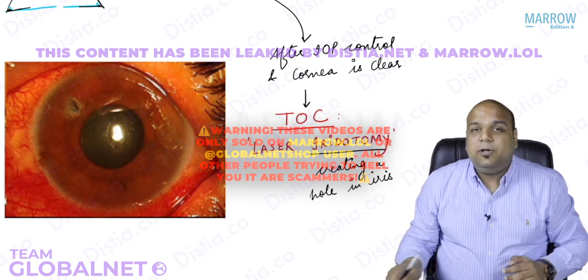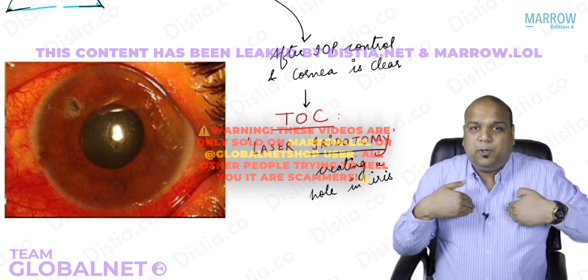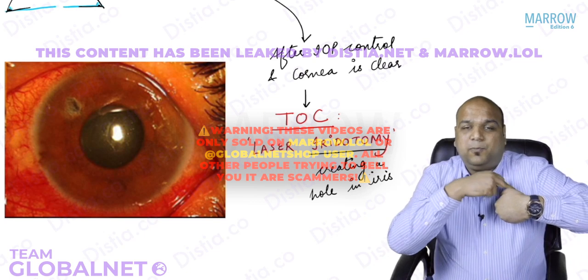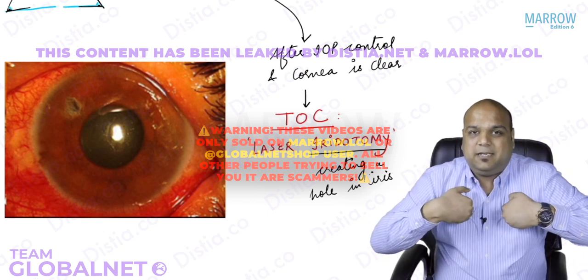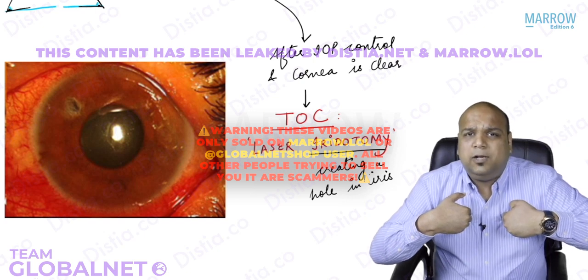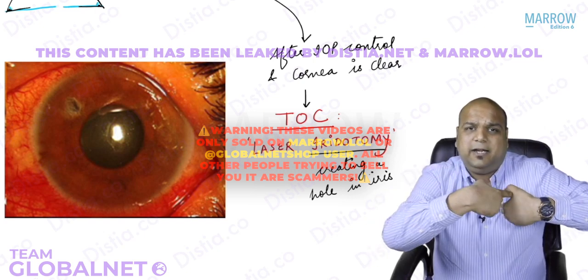Why are we creating this hole in the iris, everybody? We know that the pupil was blocked. Then due to the pupillary blockage, the aqueous was not able to flow from the posterior chamber to the anterior chamber. We know that the pupil is a hole, everybody. We are saying the natural hole is blocked. So let's do a laser. Let us create another hole.